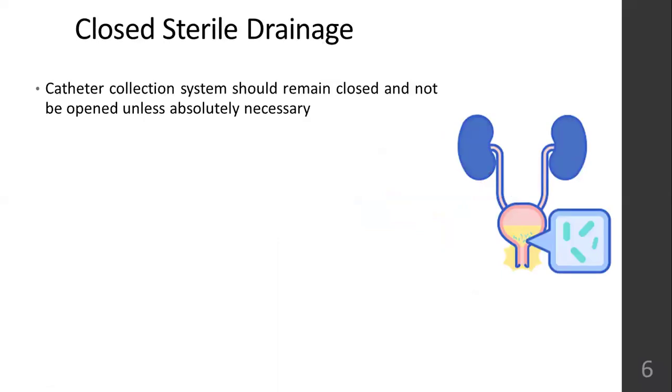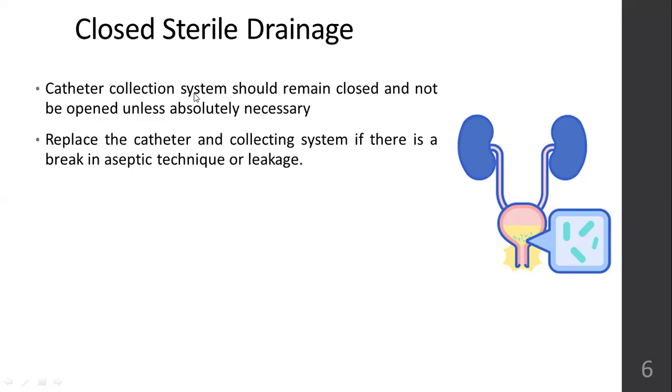Then closed system drainage. If you want to collect some samples from the catheter, closed system drainage is used, and it should not be opened unless and until it is absolutely necessary. Until and unless it is absolutely necessary, do not open the closed system drainage.